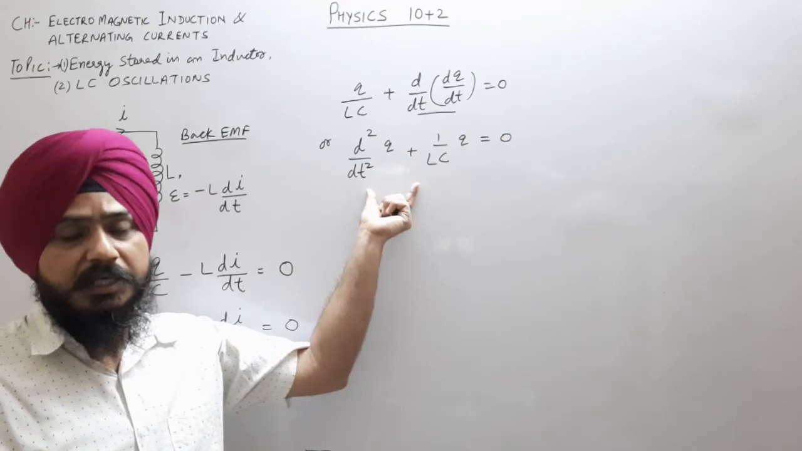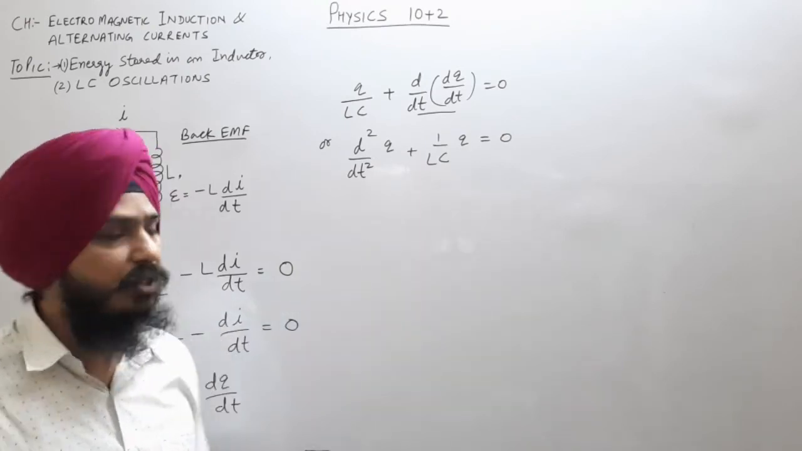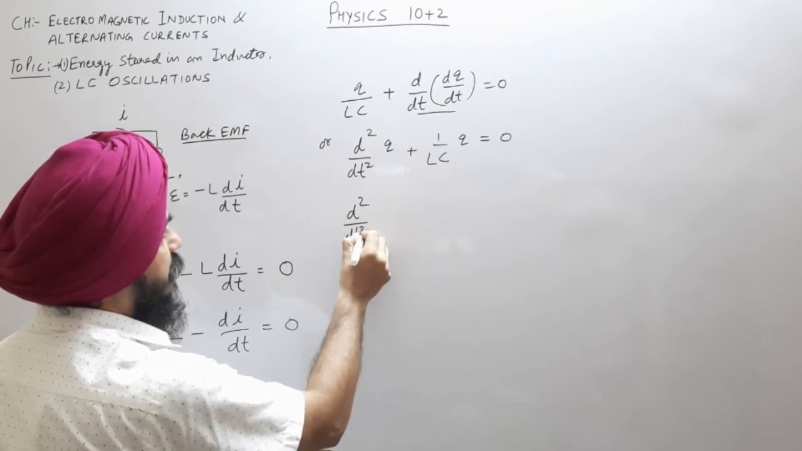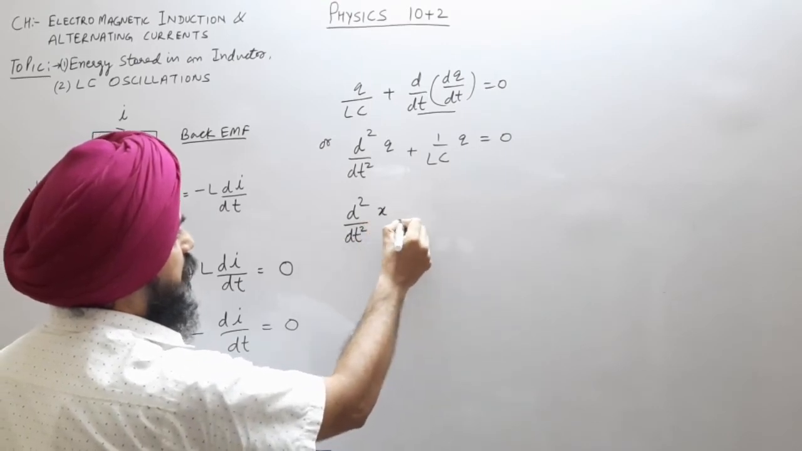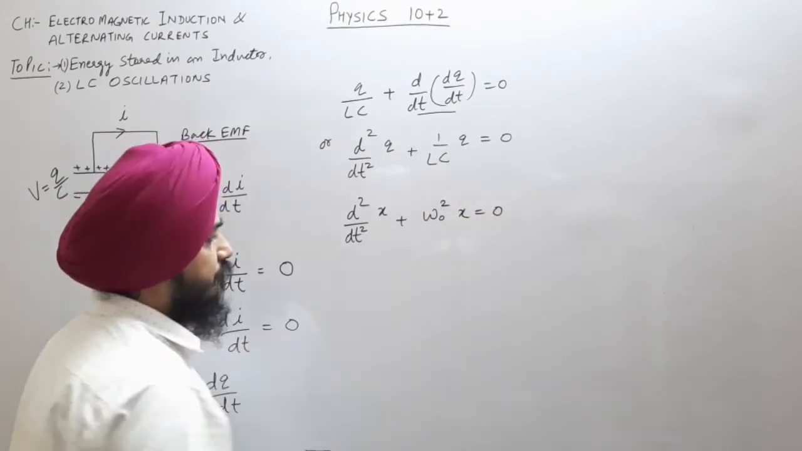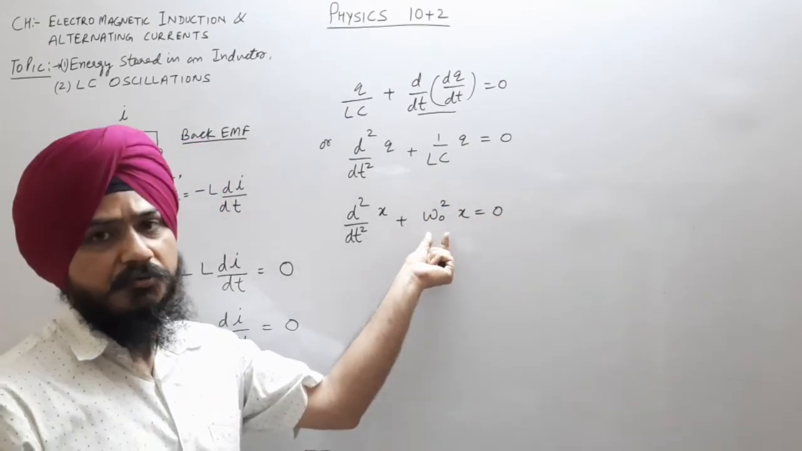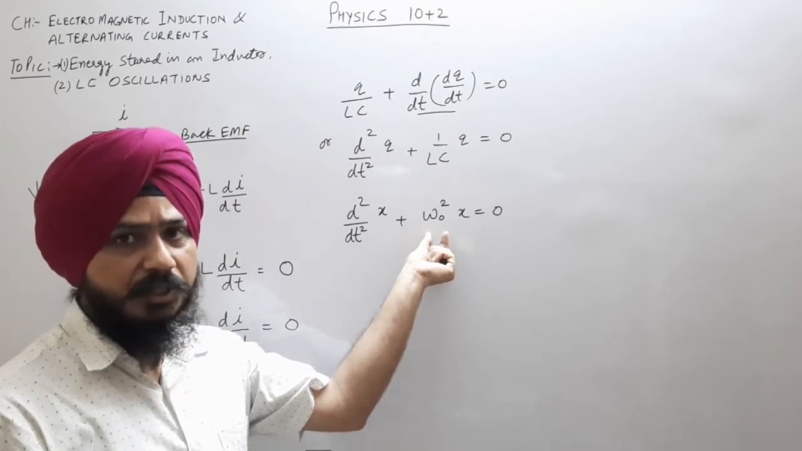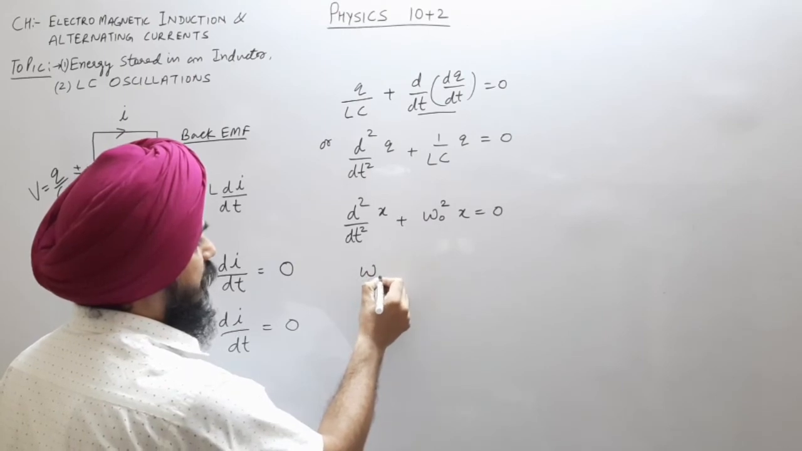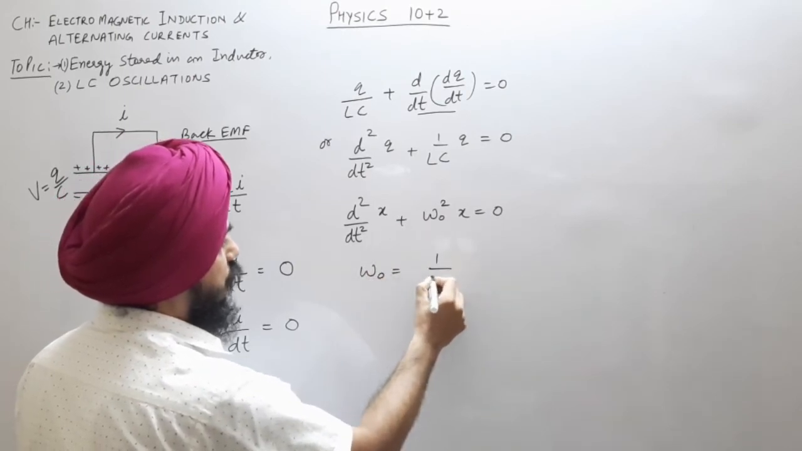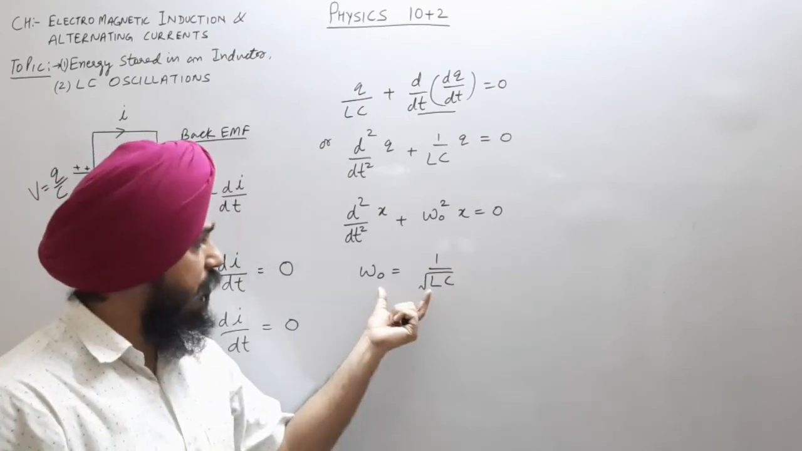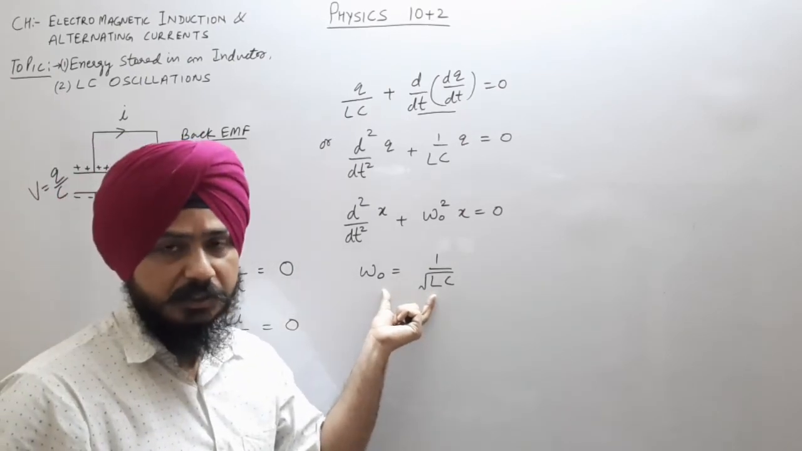This equation resembles the equation of simple harmonic motion, which was d square upon dt square of x plus omega naught square x equals 0. Omega naught square is the square of the angular frequency of the simple harmonic motion. So comparing these two equations, we get omega naught equals 1 upon the square root of LC. Now this factor is of great importance.